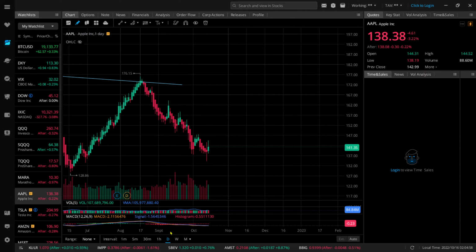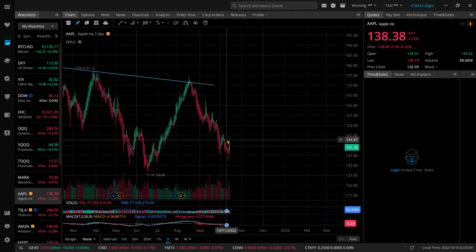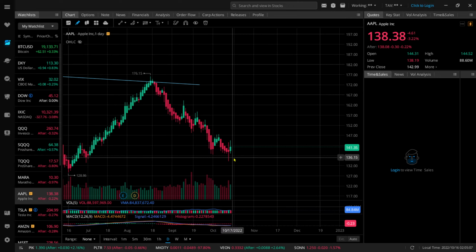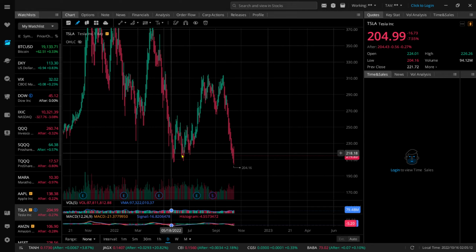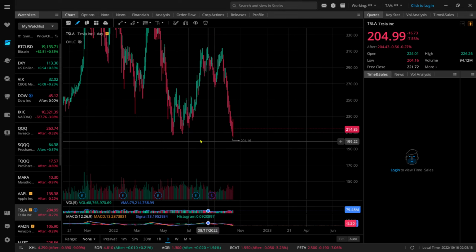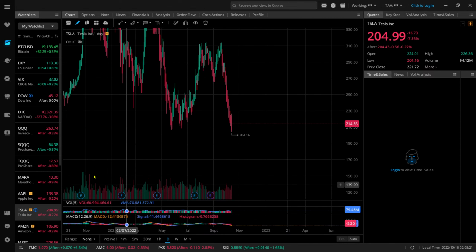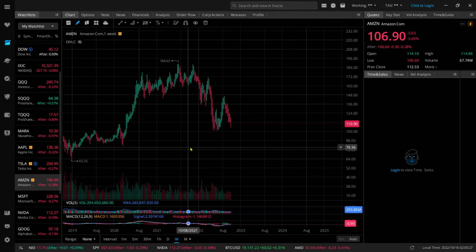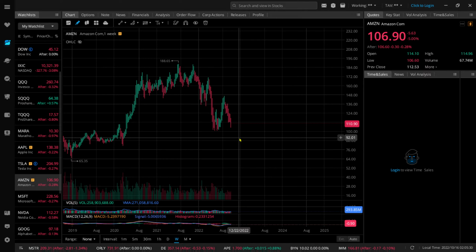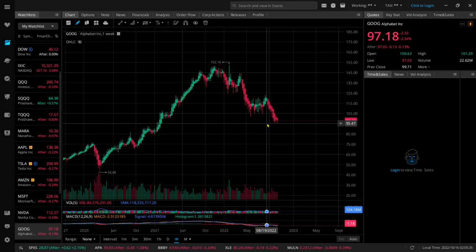Apple, if we start getting a leg lower on the NAS, the fifth leg lower, we'll probably hit around 130. Tesla, still holding support, having a lot of buying pressure. I would say we would match up to 180 if we get the fifth leg lower in the NAS. Amazon, if we got the fifth leg lower, I would probably look around $92. Google, if we got the fifth leg lower, I'd probably look at around $92.